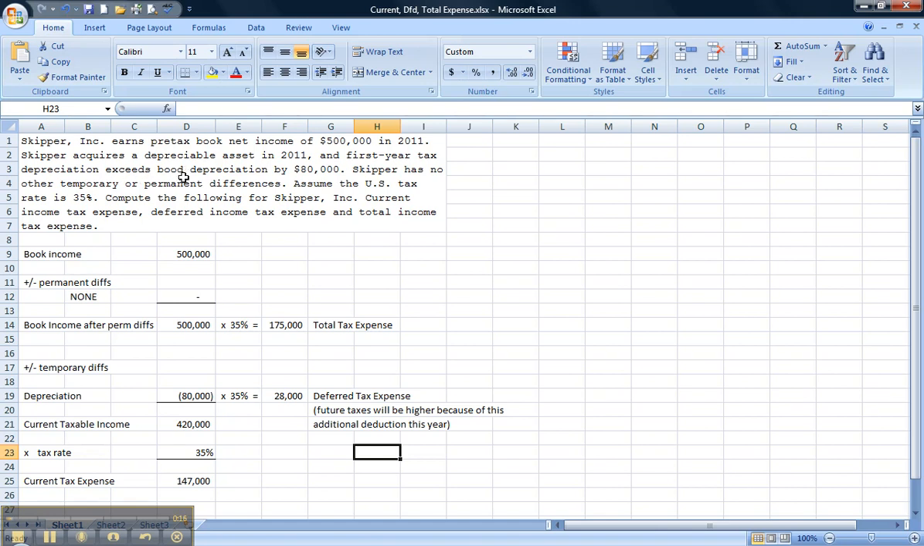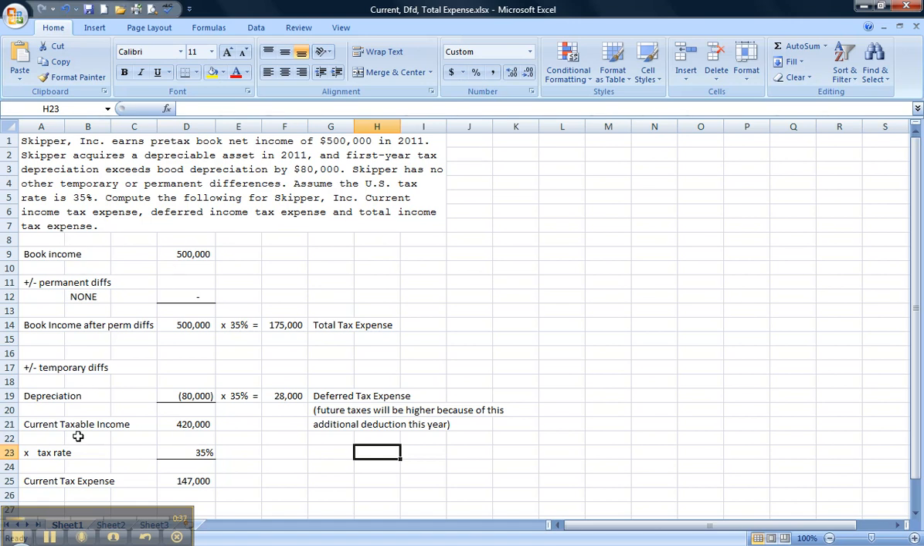It's supposed to be book depreciation by 80,000. So we have more of a tax deduction on the return than we have for book purposes. They have no other temporary or permanent differences. Assume a tax rate is 35%, and compute the current income tax expense, the deferred tax expense, and also the total income tax expense.